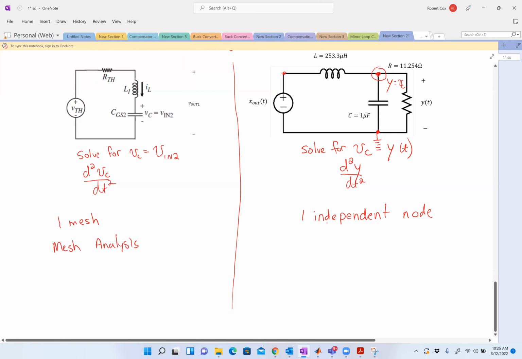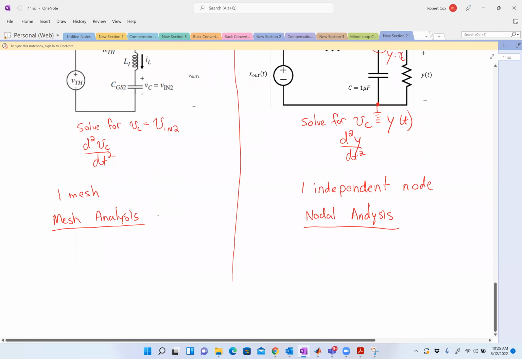Okay. And over here, nodal analysis is the approach. Now, the thing that gets a lot of people confused about these two statements: in mesh analysis, you are solving for currents, right? When you learned this with resistors, you were solving for currents. And when you learned nodal analysis with resistors, you were solving for voltages, right?